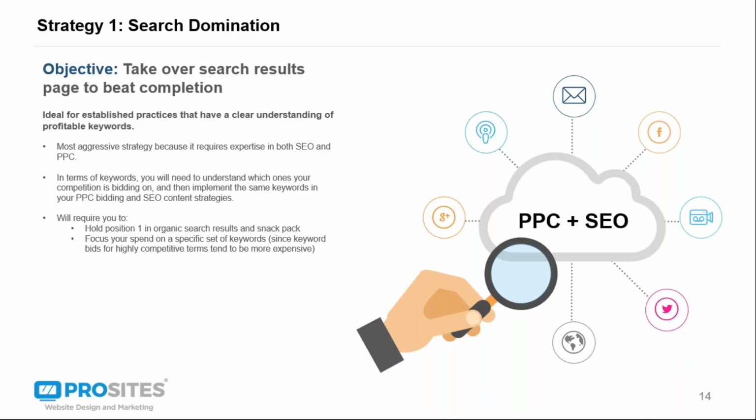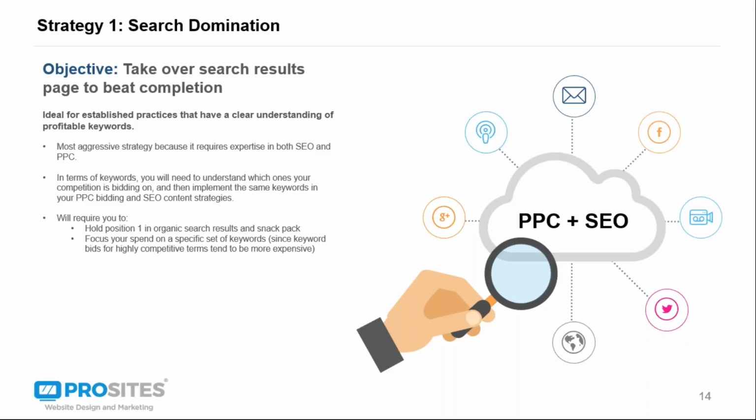This is the most aggressive strategy because it does require you to have performance in both SEO and PPC, and it will also require you to hold position 1 in organic results in the snack pack and bid highly enough that you appear in position 1 for AdWords ads, meaning that you'll need to focus a lot of your spend on a specific set of keywords within AdWords, because if it's a highly competitive term, then it's most likely going to be expensive. So you don't want to drain out your spend, and ideally you can do that by just focusing on some keywords.